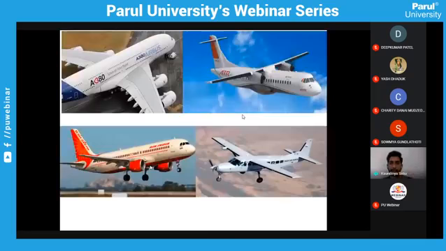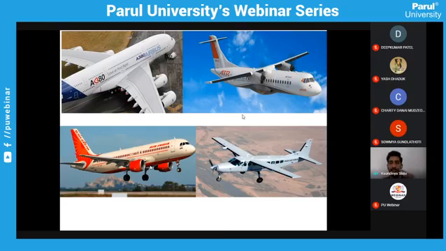For example, these pictures show different sizes of aircraft, right? From the left top corner, the Airbus 380, which we call a wide body, to the right top corner, a business aircraft. The ranges and sizes are different, so the systems are different, and the type of maintenance to be done on each is different. And even an engineer who can maintain the wide body cannot do the maintenance for the business jet.